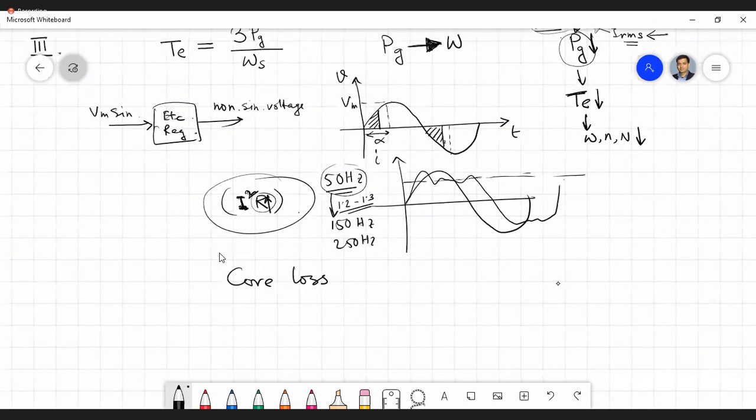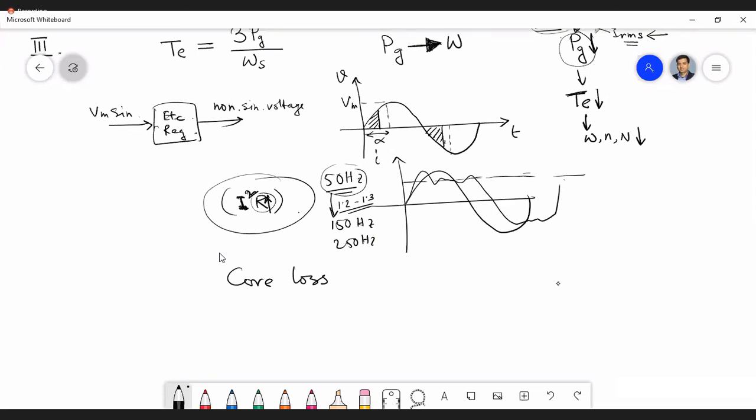Now, another important equipment which is used in distribution and transmission, that is the capacitors, capacitor banks rather, to improve the var. Okay, to compensate the var rather, to improve the power factor.